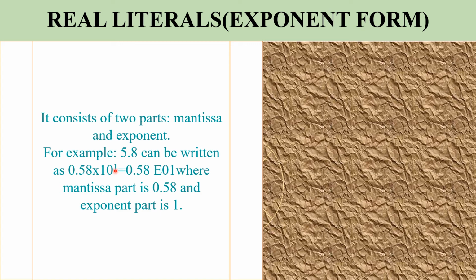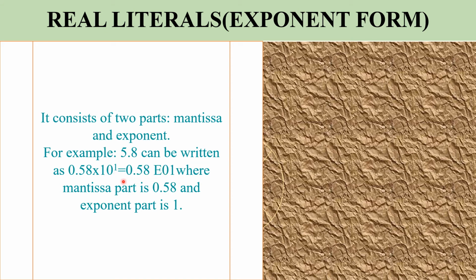to the power 1. If I would have shifted it to the right-hand side by one digit, then instead of 1 the power would be -1, because when we shift the decimal point to the right-hand side, the powers come with a negative sign. So here I have shifted it to the left-hand side, that's why my power is positive, and by one digit I have shifted, that's why the power is 1. So when we write it in this form, the first part, that is 0.58 before this multiplication sign, is known as mantissa, and the power of 10, which is 1, is known as exponent.